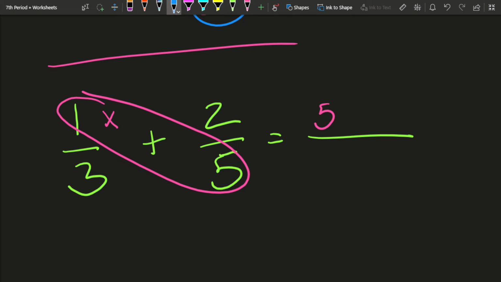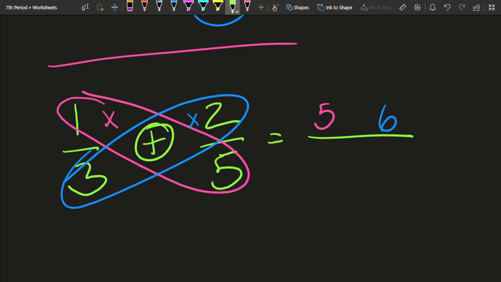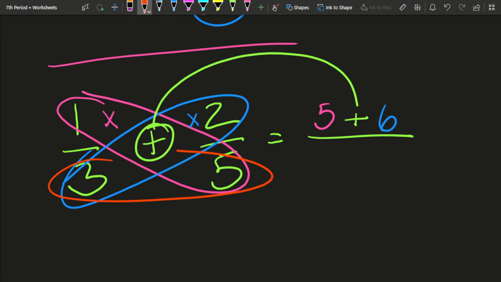Then I'm gonna take these two numbers and I'm gonna multiply as well. What's 3 times 2? 6. Now, since this is addition, I'm just gonna bring this over here. We're still adding. Okay? Now, I'm gonna take these two, that's a different color, and I'm gonna multiply them. What's 3 times 5? 15.